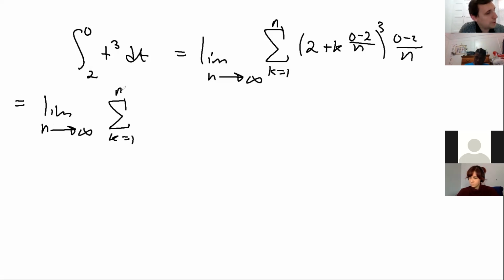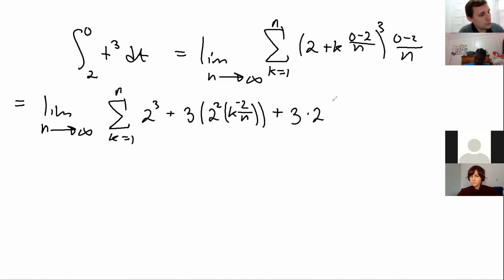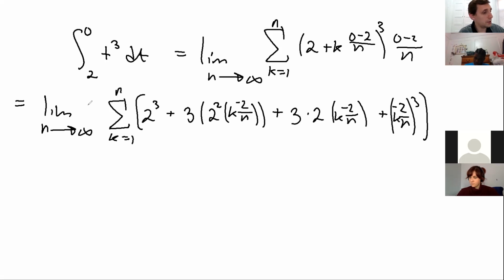What do I have when I cube it? It would be 2 cubed, plus 3 times 2 times 2 squared minus 2 over n times k, plus 3 times 2 times minus 2 over n without the square, and finally plus minus 2 over n times k cubed, and the entire thing multiplied by, which I can factor outside, minus 2 over n.